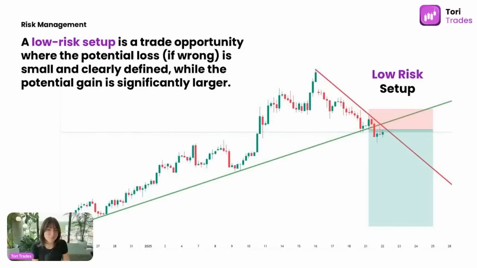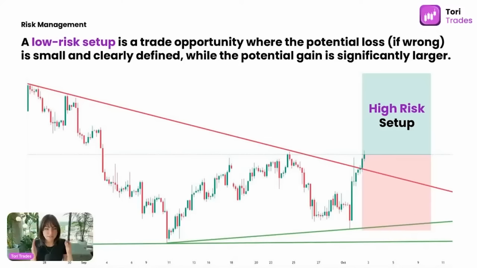A low risk setup is a trade opportunity where the potential loss is small and clearly defined, while the potential gain could be significantly larger. So it's just thinking this is a low risk. Think of it like a why-not trade. If I'm just going to put cents on this and I could potentially make dollars, it's a low risk trade. So for the newbies, this is another term that I need you guys to write down. Low risk setup, a trade opportunity where the potential loss is small. That's about it. And if you want to just screenshot this, you can go ahead and do that too.